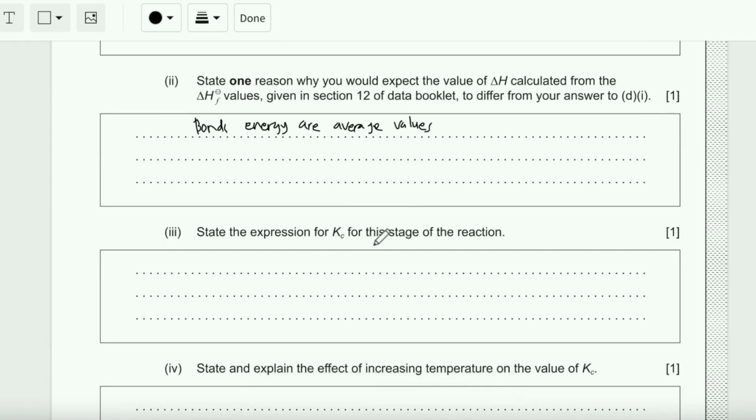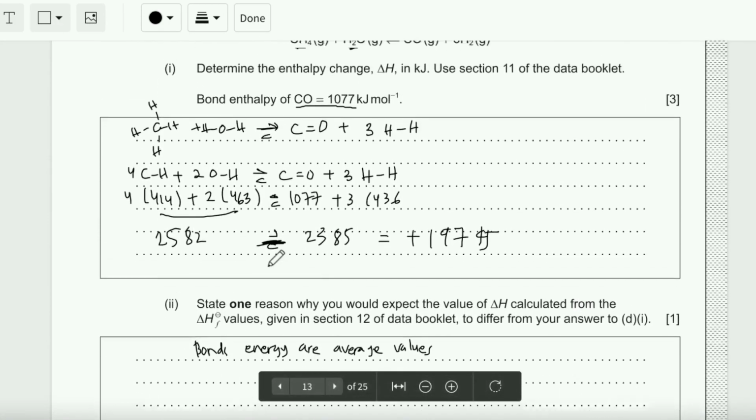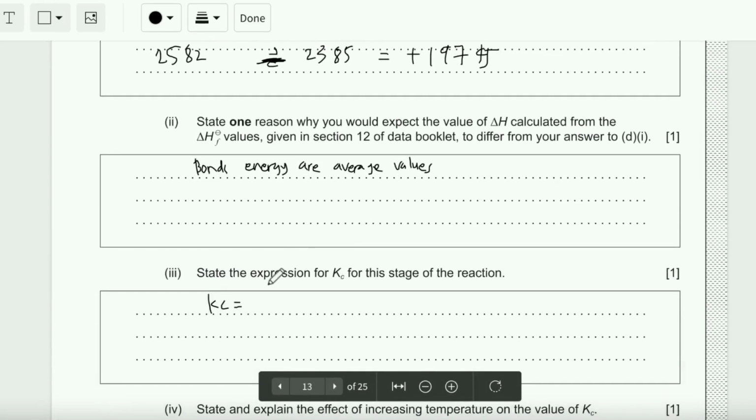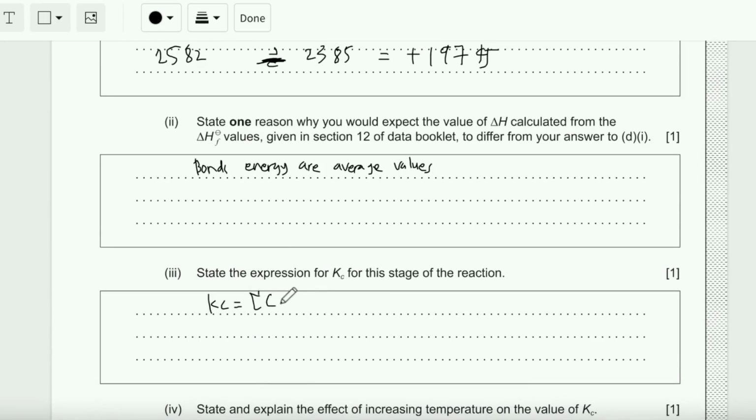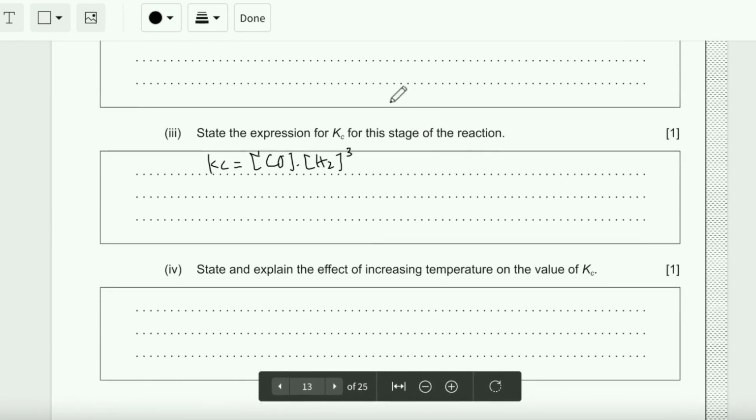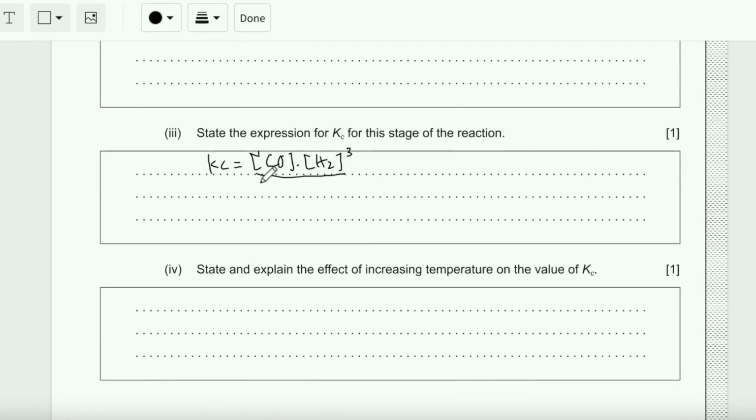State the expression for Kc for this stage of the reaction. Kc is the product divided by reactant. So CO, H2 to the power 3 because the coefficient is 3 and it needs to be multiplied, over CH4 and H2O. The coefficient is 1, so simply put it here, CH4, H2O.